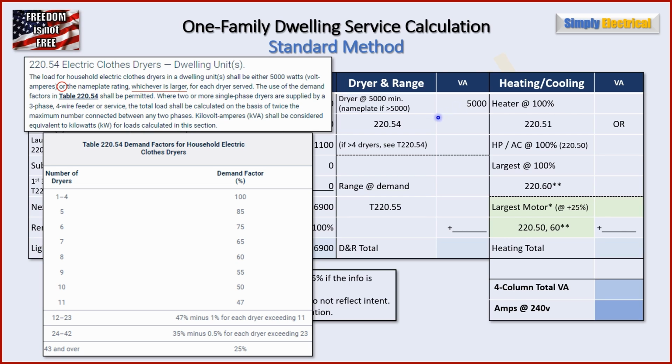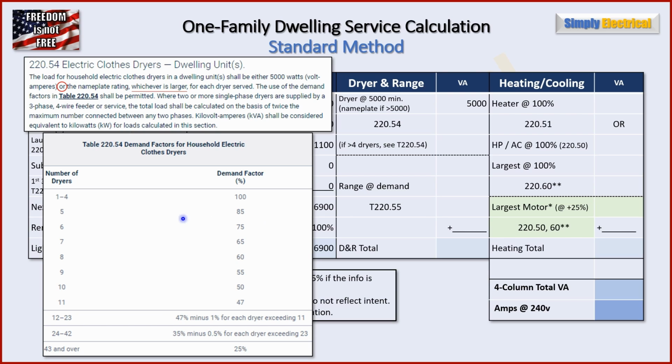Now, in most single-family dwellings, in fact, every single-family dwelling I've ever seen, you're not going to use this table at all, because if you look at it, it says the first 4 dryers are all at 100%. So until you get a 5th dryer, you won't be taking a demand factor at all. But once you do get to 5, then you take an 85% demand factor. So you would total them all up, multiply by 0.85, and that would be your total.